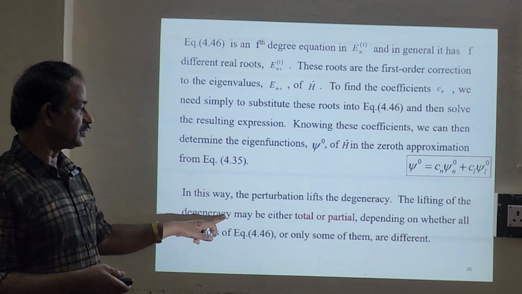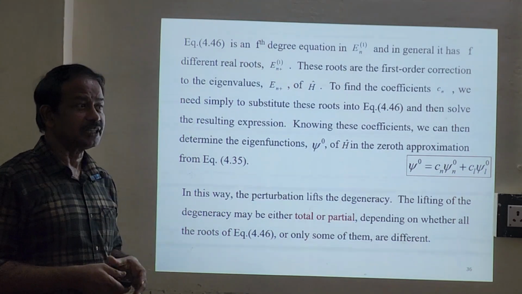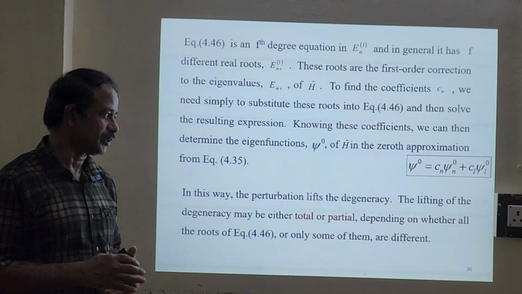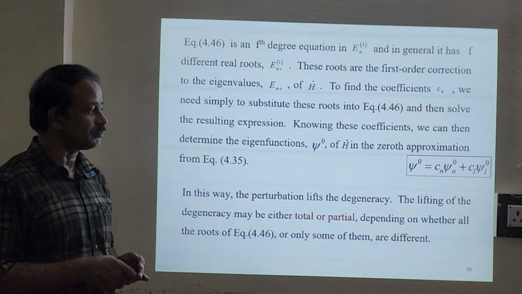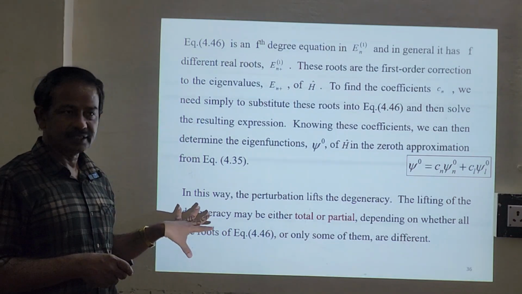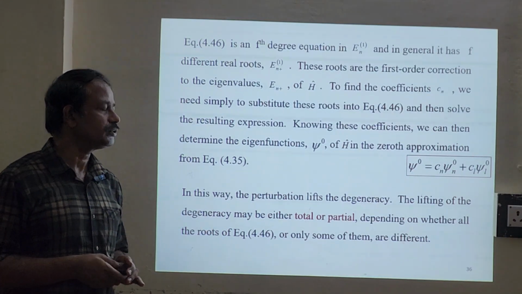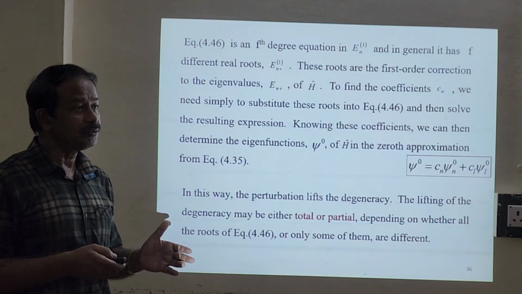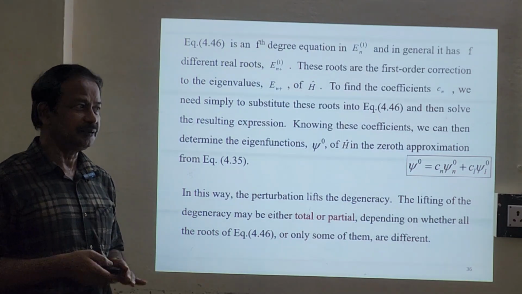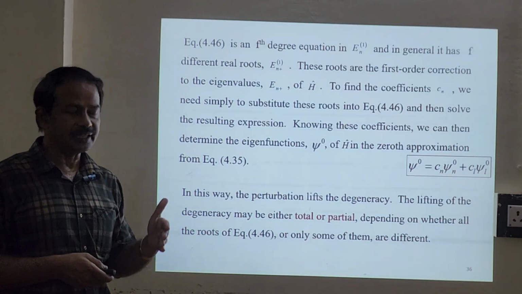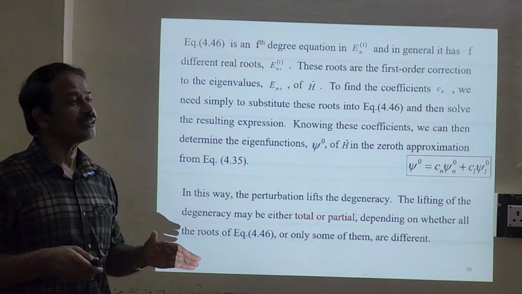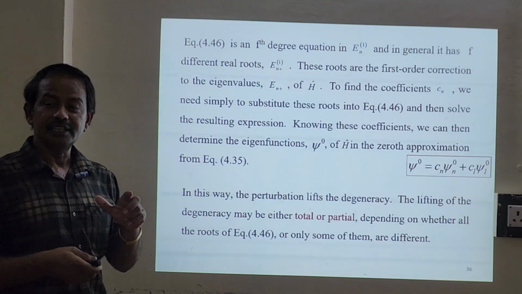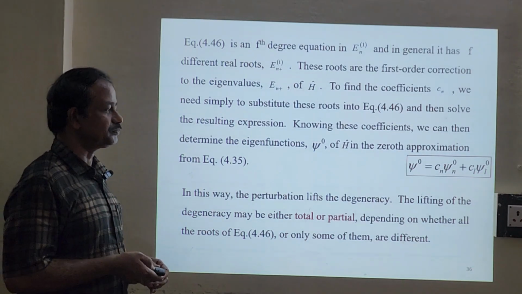The lifting of the degeneracy may be either total or partial, depending on whether all the roots of equation 4.46 or only some of them are different. So this is the conclusion. Degeneracy can be removed totally or partially depending on the situation. As we discussed earlier, for the Zeeman effect, it will be removed totally. Whereas in the Stark effect, which we are going to study in the next class, it will be removed only partially.